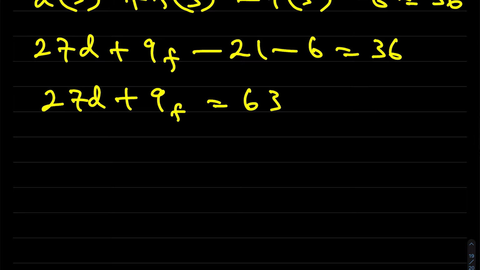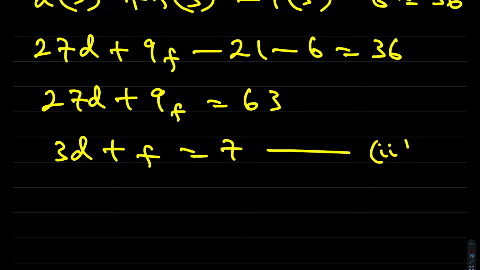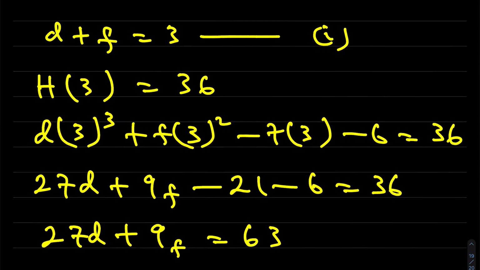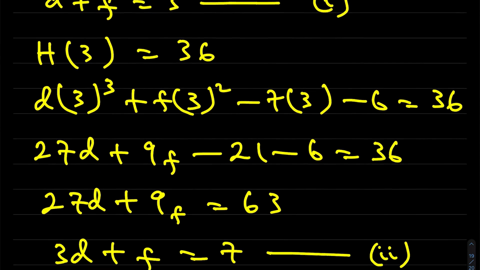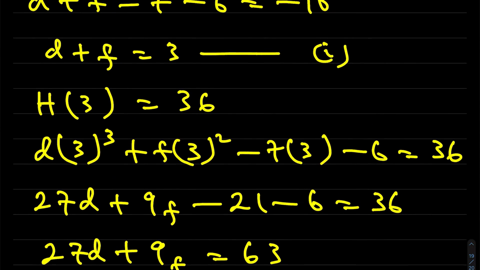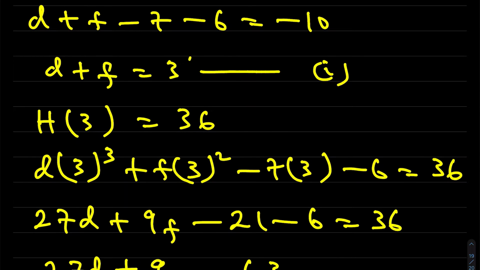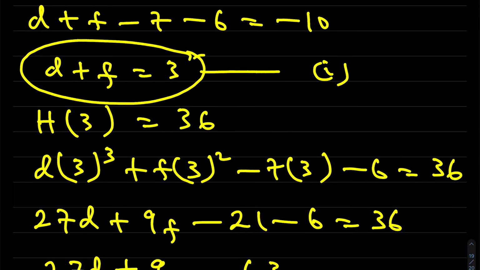So we can divide through by 9 to make the equation simpler. That will be 3d plus f equals 7. And this becomes our second equation. Now we solve equations 1 and 2 simultaneously. Equation 1 is d plus f equals 3.